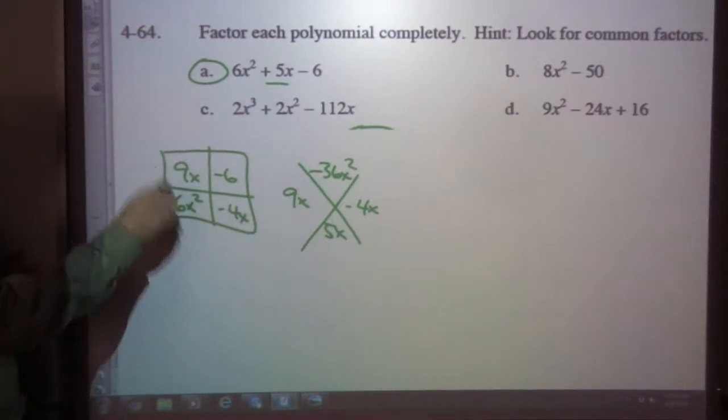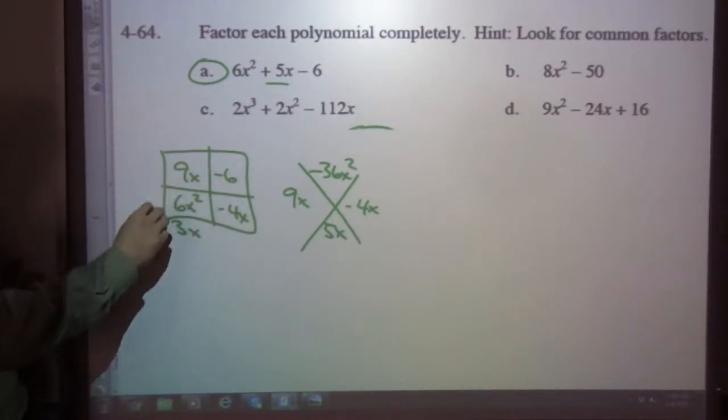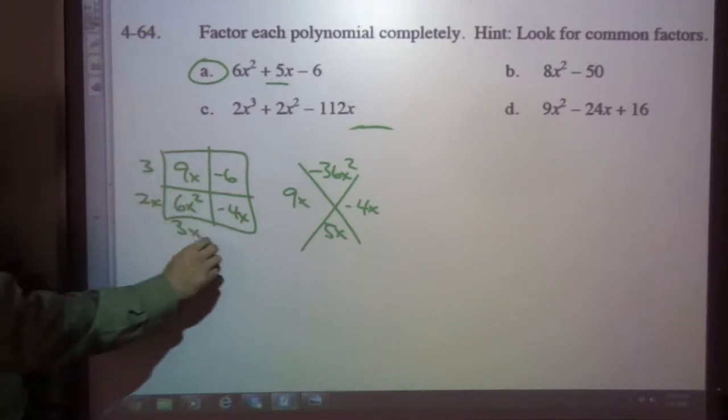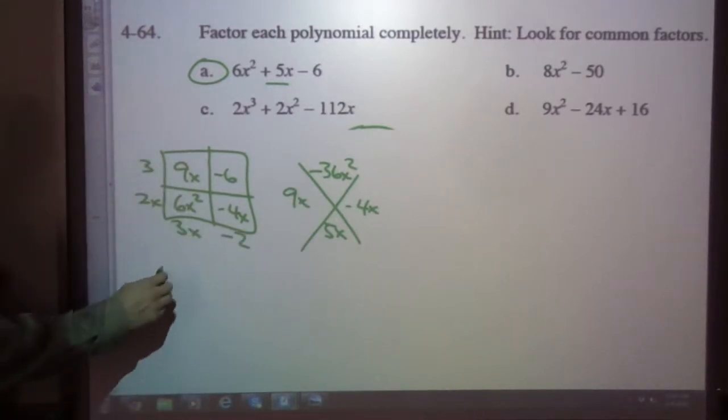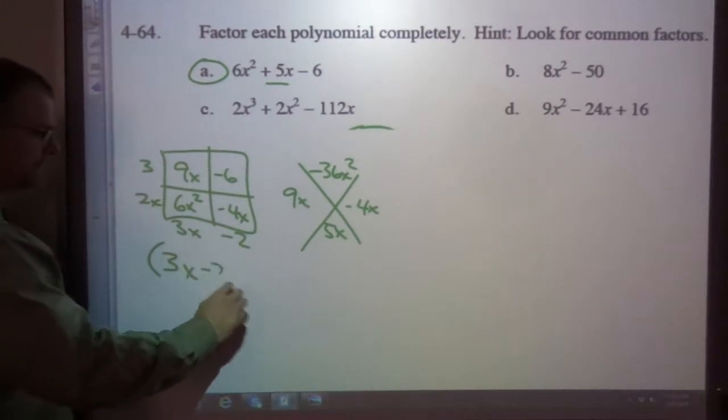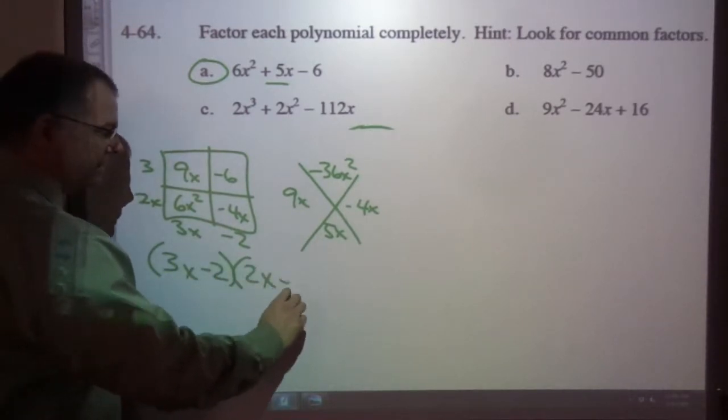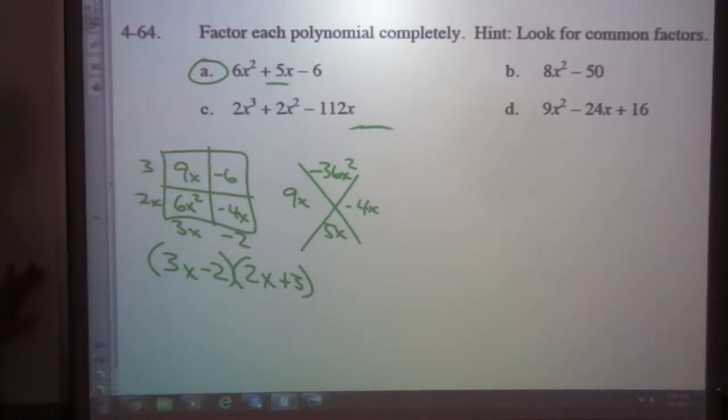And then we go around our outside. This has to be the 3 so that it works with the 9. And this has to be a -2. So my factored answer is 3x minus 2 and 2x plus 3. Okay, that is A.